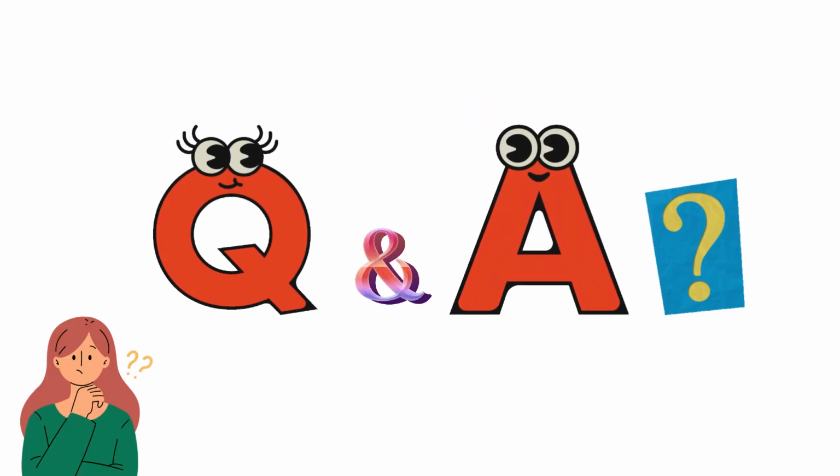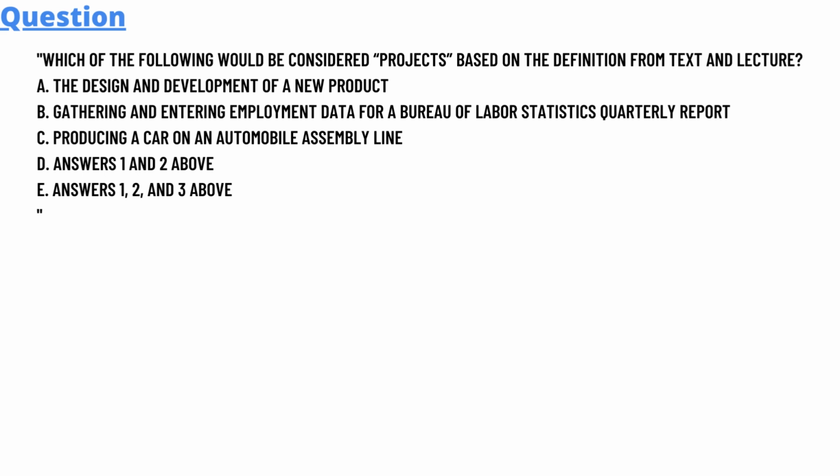So our today's question is: which of the following would be considered a project based on the definitions from the text and a lecture? Option A, the design and development of a new product. Option B, gathering and entering employment data for the Bureau of Labor Statistics' monthly report. Option C, producing a car on an automobile assembly line. Option D, answers 1 and 2 above. Option E, answers 1, 2 and 3 above.